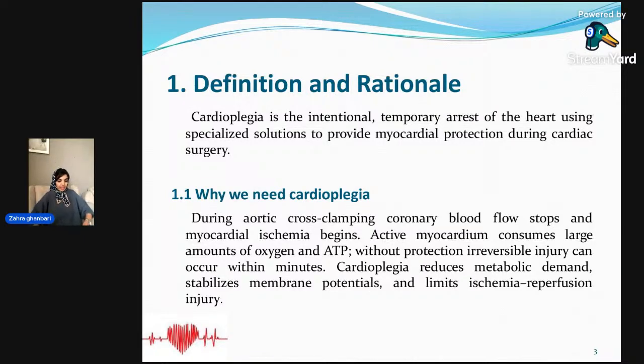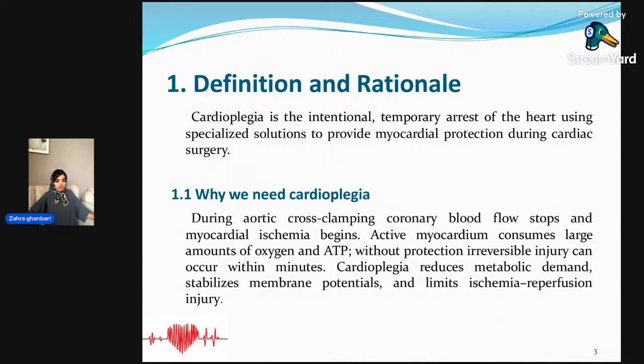Okay, here. Maybe the question is, why do we need cardioplegia? When an aortic cross clamp is applied, blood no longer flows into the coronary arteries, and we know the main arteries supplying the heart are the coronary arteries during diastole. It is normal that when we clamp it, the heart is deprived of oxygen and nutrition.